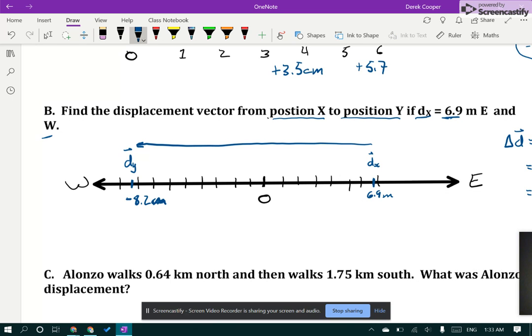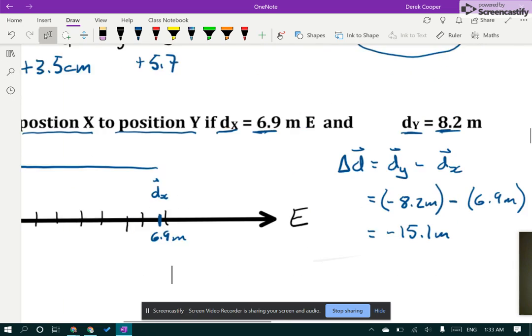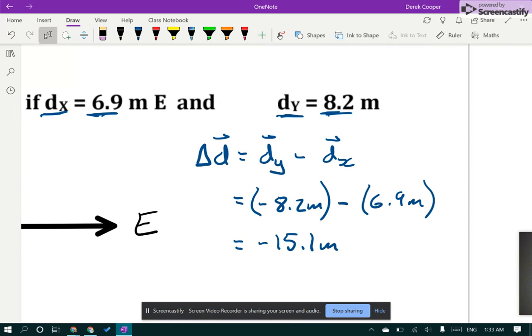If we set that up, this is acting when we're asking for our displacement vector, and we set it up making sure we take care of proper signs, because that's what's going to tell us our direction, using our D, our displacement, is equal to our final position minus our initial position.